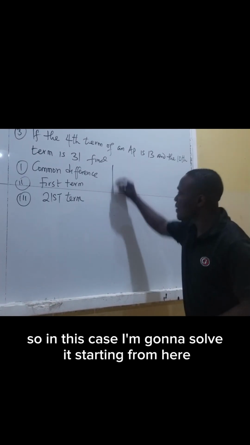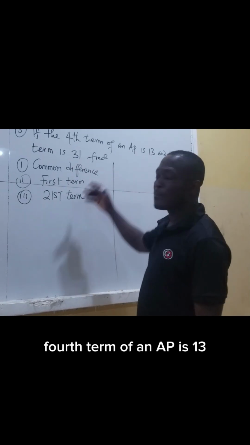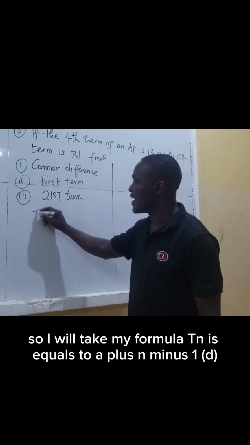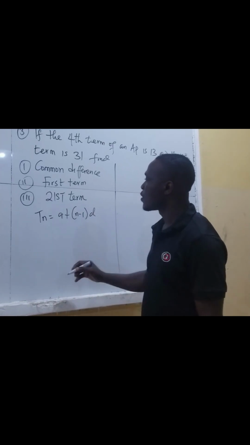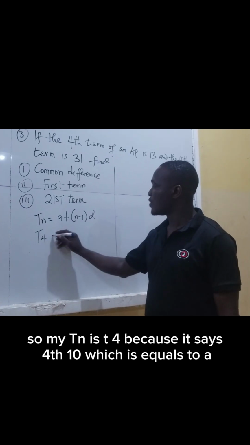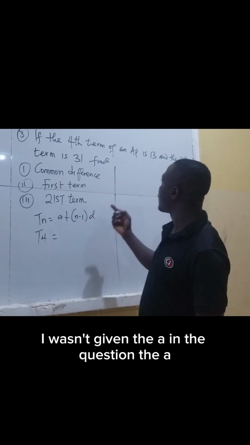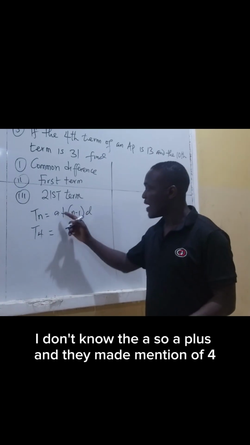So in this case, I'm going to solve it starting from here. Fourth term of an AP is 13. So I will state my formula Tn is equals to A plus n minus 1 d. So my Tn is T4 because it said fourth term, which is equals to A. I wasn't given the A in the question. The A, remember I said, is the first term. I don't know the A.